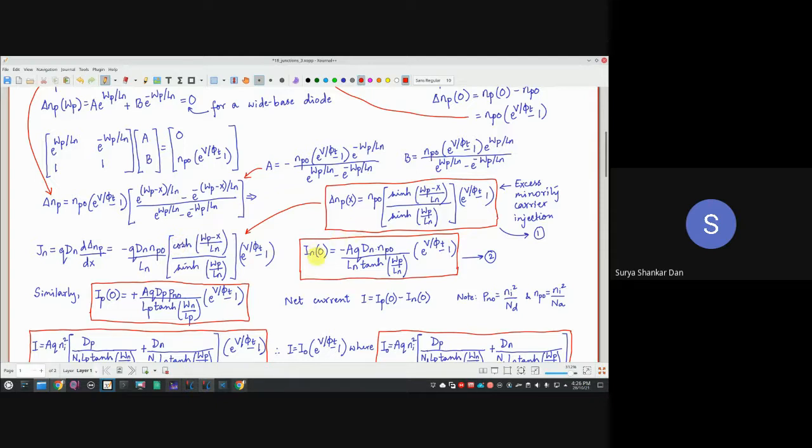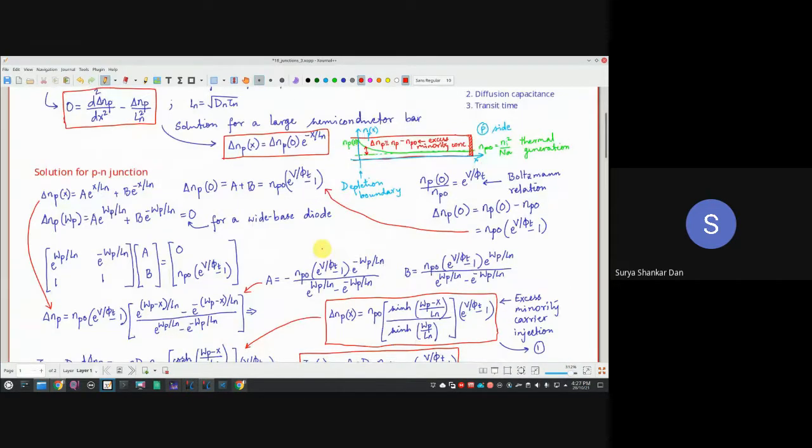Now, if I'm taking the current at the junction, no, at the depletion boundary, so x equal to 0 implies the depletion boundary. This is very, very important. Please keep that in mind. यहाँ पर 0 मतलब ये junction नहीं है, ठीक है? This 0 is essentially referring to the depletion boundary. This is the depletion boundary.